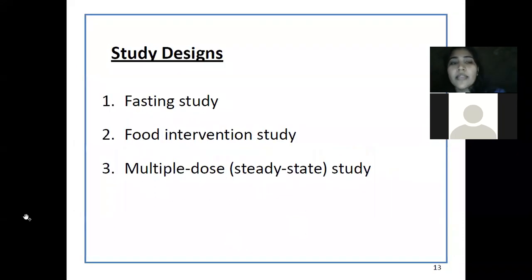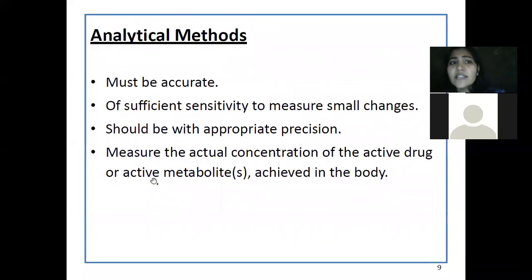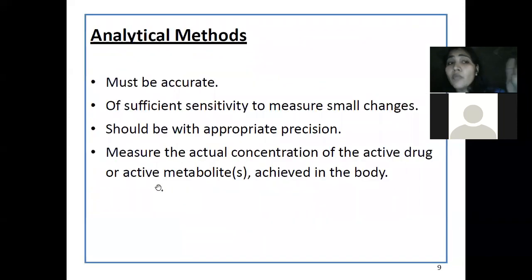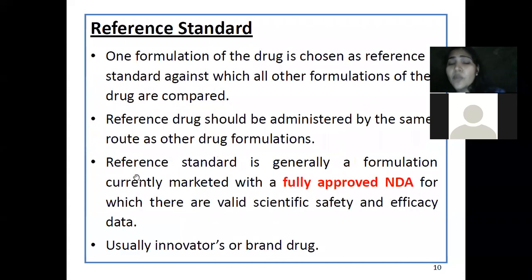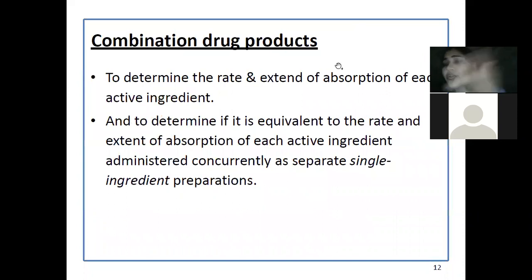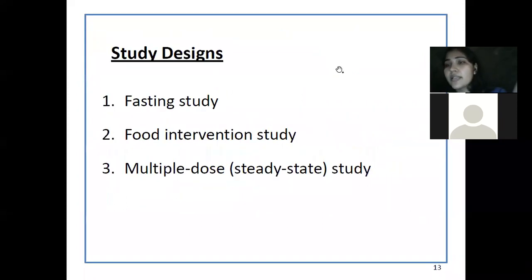Okay. Next is, so this is how the design of the protocol looks, and how you have to take care of the analytical methods in the BAB trial, and also what do you mean by reference standard, and what do you mean by extended release formulation BAB trials, and what do you mean by combination drug product BAB trials. That is what they have to. Then what do you mean by study design? Okay. Then fasting study, food intervention study, and multiple dose steady state study.